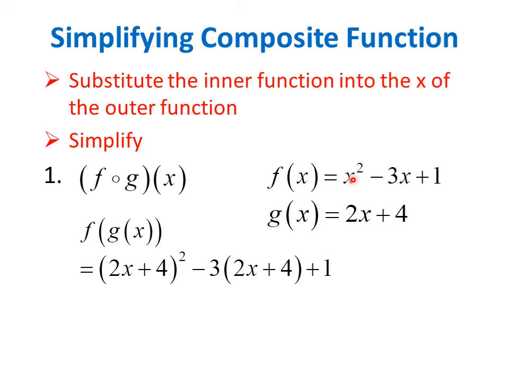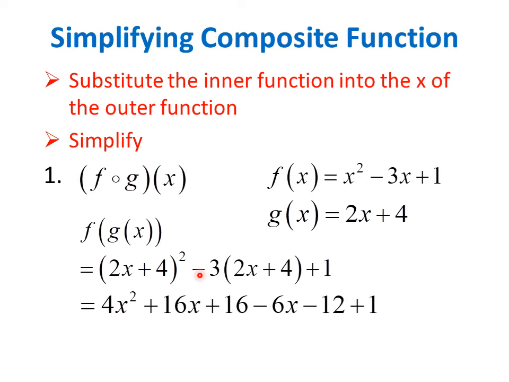So in f, we have x squared. But since x becomes 2x plus 4, we have 2x plus 4 quantity raised to the exponent 2, minus 3x, so minus 3 times 2x plus 4, and then copy plus 1. To simplify the first term, we have to multiply 2x plus 4 by itself. And then we can use the FOIL method to get 4x squared plus 16x plus 16.